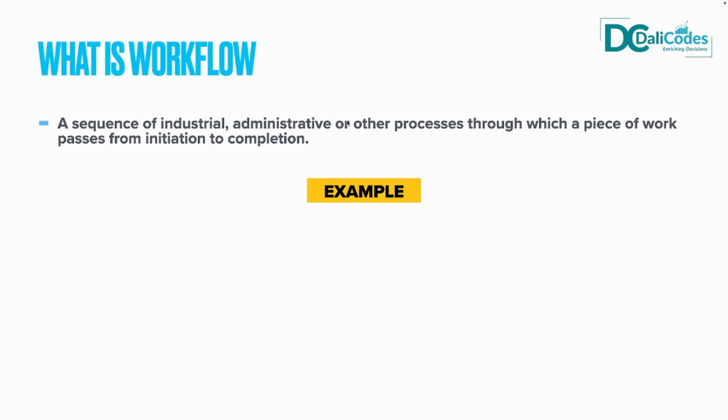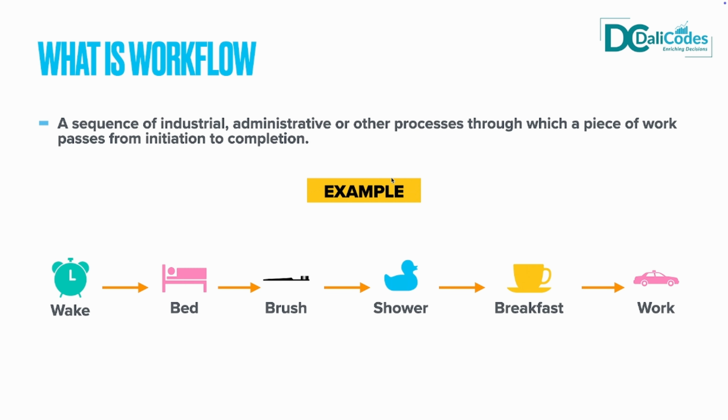So let's look at an example of a workflow to gain a better understanding of what it is. Here we have a workflow where the objective is to go to work. There are several activities that someone participates in, starting with waking up. Obviously, you cannot go to work before you wake up. And ending with taking breakfast before going to work. Each activity includes a task to be done, and all tasks are ordered by when they are to be done. In this case, you have to take a shower before you take breakfast.